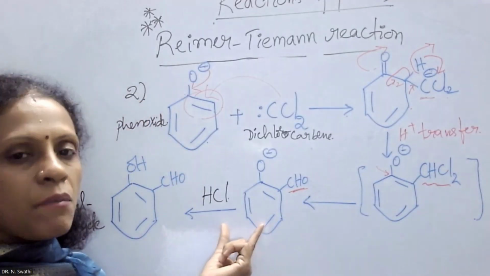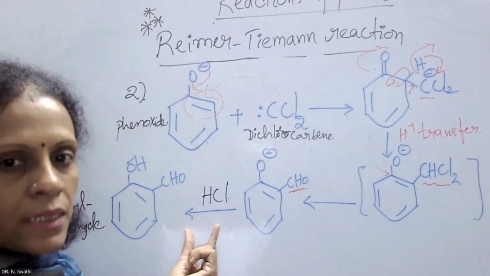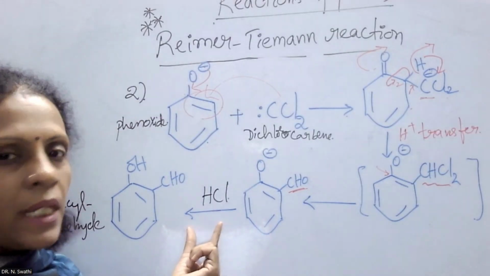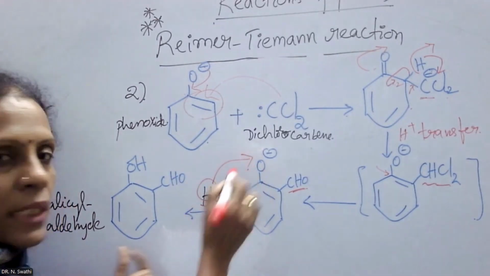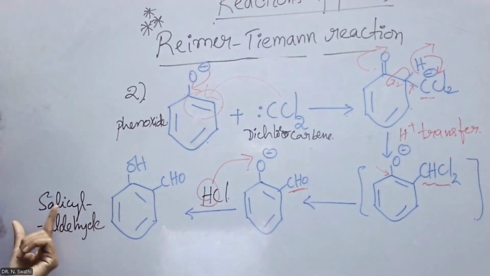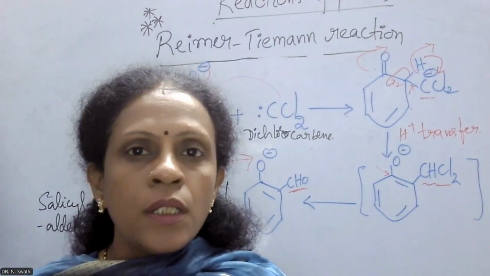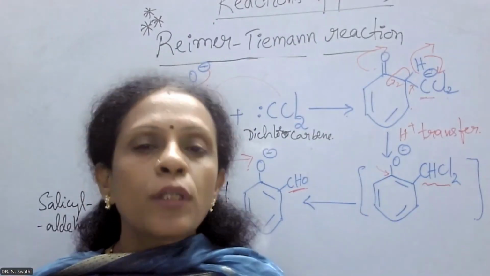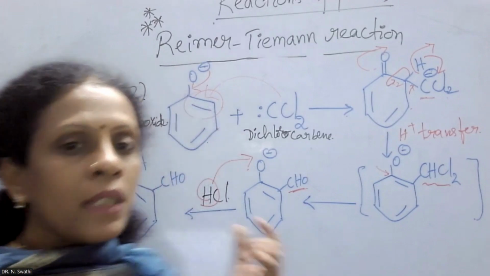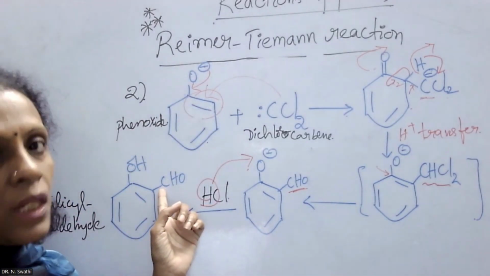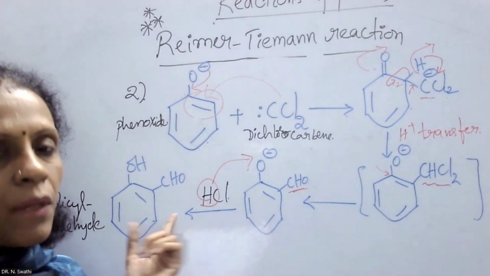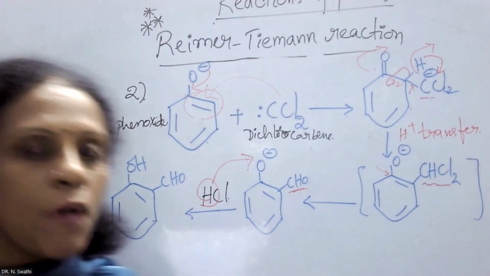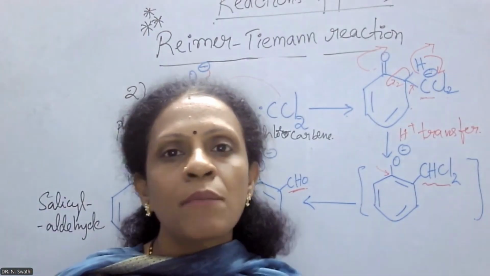Now when this ultimate intermediate is subjected to mineral acids such as hydrochloric acid or sulfuric acid, immediately protons will be taken up by the phenoxide group and thus there will be formation of salicylaldehyde as the product. So this is how upon reaction of phenols with chloroform in the presence of aqueous alkali, the aldehyde group will be transferred onto the ortho position on the phenolic ring system. And that is how finally we get salicylaldehyde as the product. So this reaction is known as the Reimer-Tiemann reaction of phenols. The Reimer-Tiemann reaction is characteristic not only for phenolic compounds but also for heterocyclic compounds.